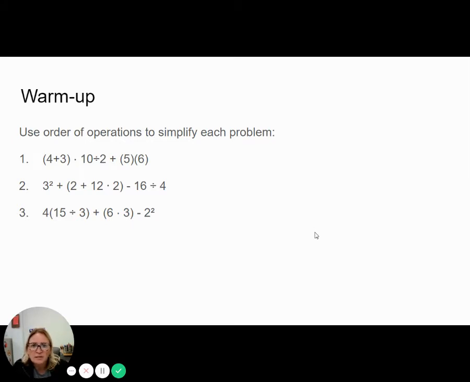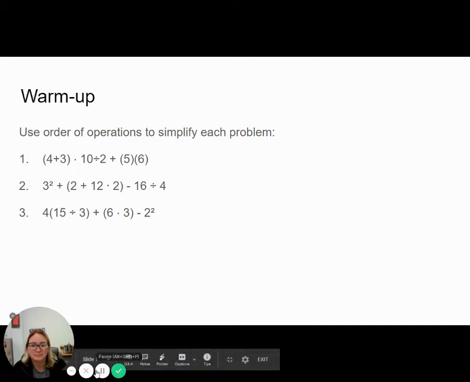Here's our warm-up to start off the day. We are going to be practicing order of operations. So remember PEMDAS from way back: parentheses, exponents, multiply, divide, add, subtract. So go ahead and solve these really quickly and enter your answers into the question boxes.